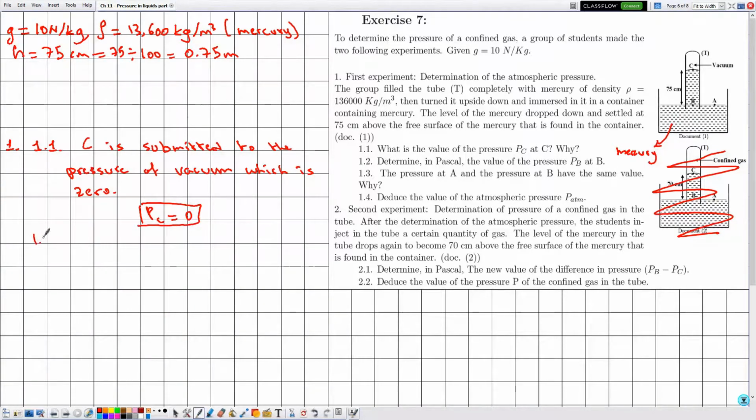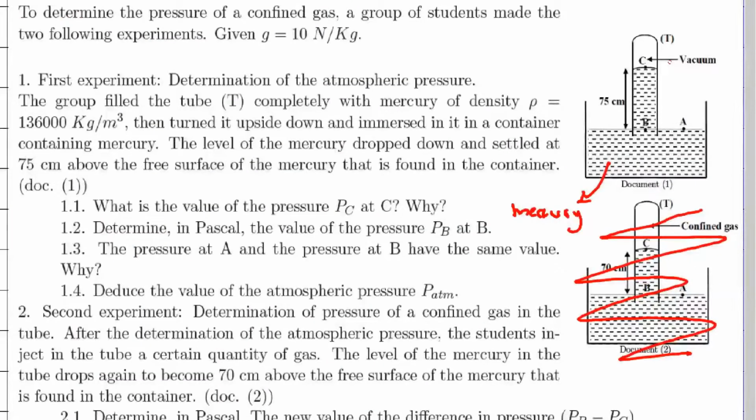Now 1.2, determine in Pascal the value of the pressure at B. Because we are interested in determining the pressure, we consider the point B and we look upward. Notice that the point B is submitted to two pressures: the pressure due to the layer of this liquid, which is mercury, and the pressure exerted by the point C, which is 0. Now here they are asking for the total pressure at the point B, which is mercury plus vacuum. In this case, the vacuum is 0.